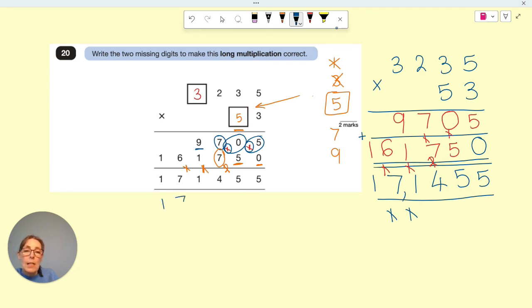That's not right. So it's not 17,000, is it? I've put that comma in the wrong place. Let's count. 1, 2, 3. I think it's 171,455. Brilliant.